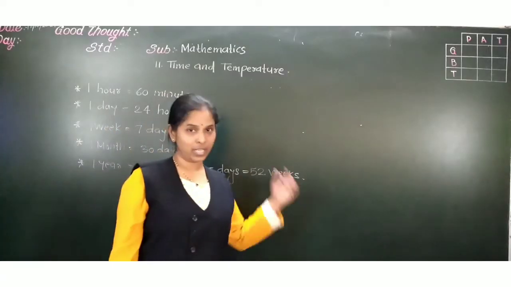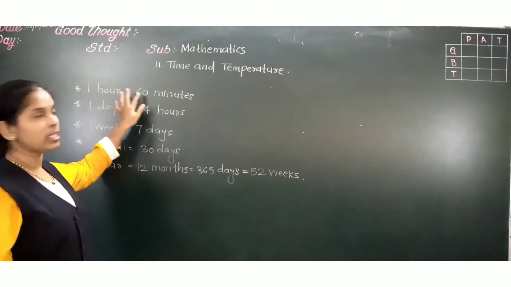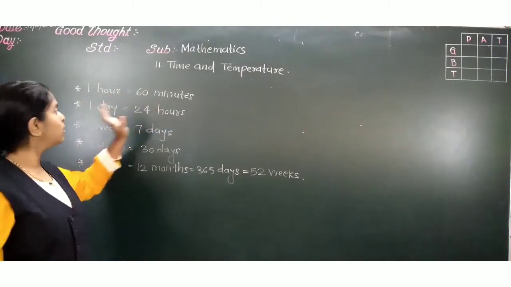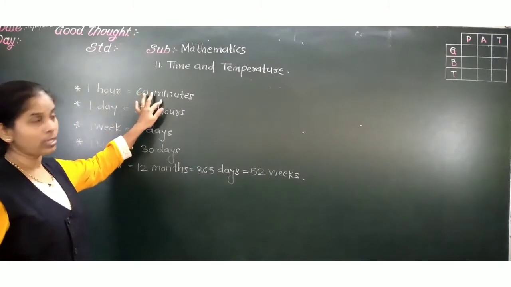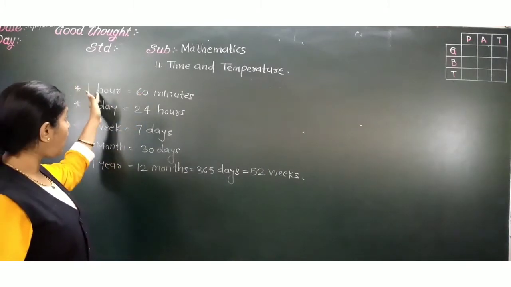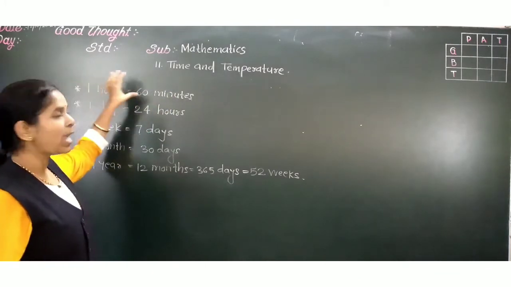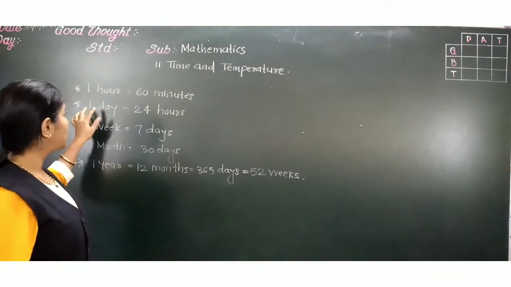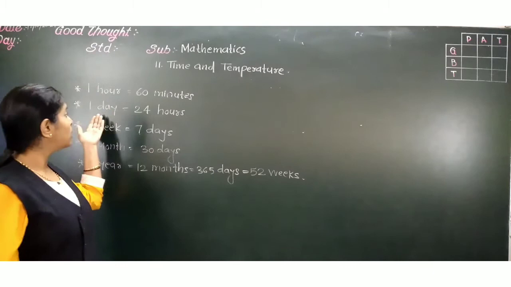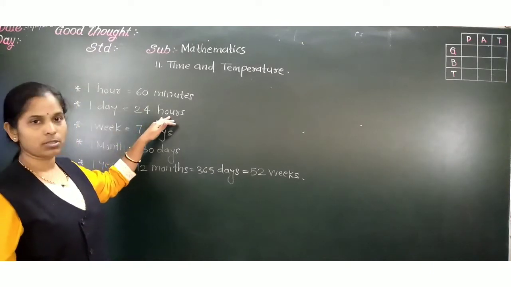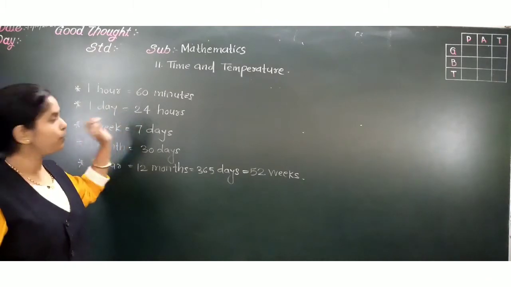Here we are going to learn some important conversions. 1 hour is equal to 60 minutes. In 1 hour, 60 minutes are there, correct? So when we have to convert hours into minutes, we have to multiply hours by 60. Next, 1 day is equal to 24 hours. When we have to convert days into hours, we have to multiply the given days by 24.